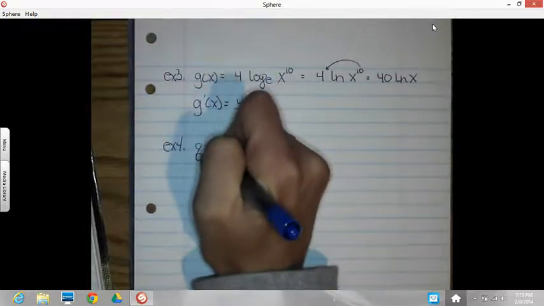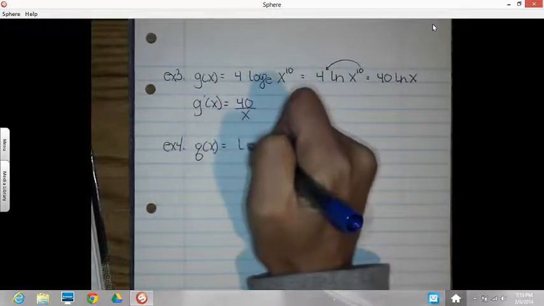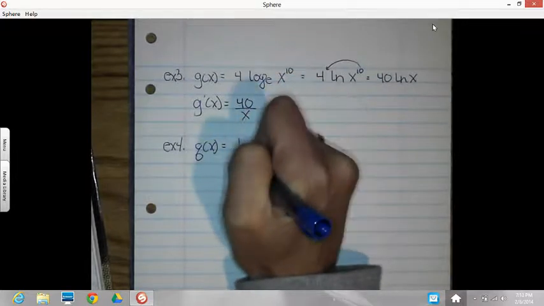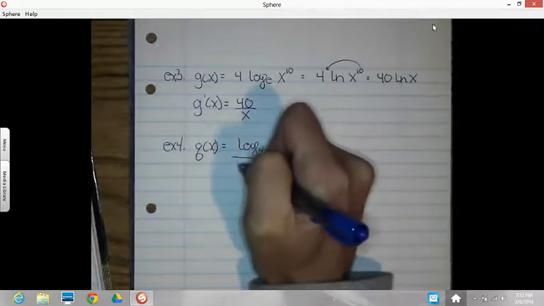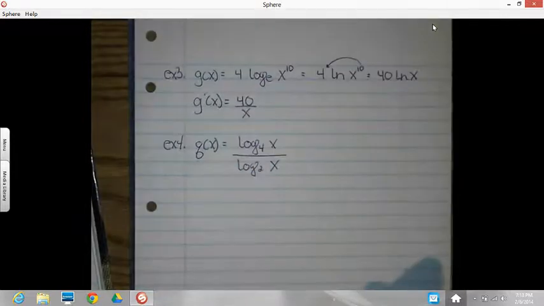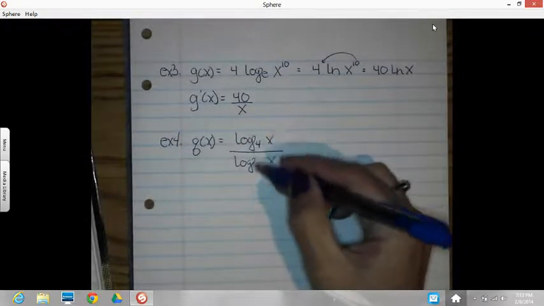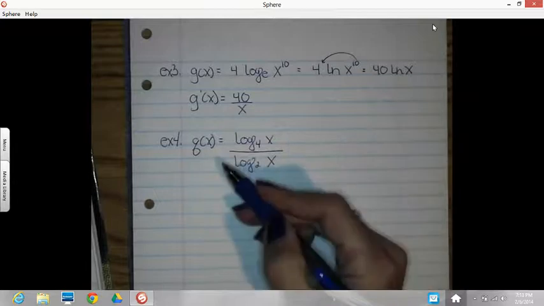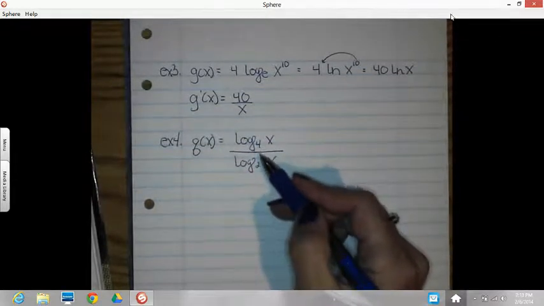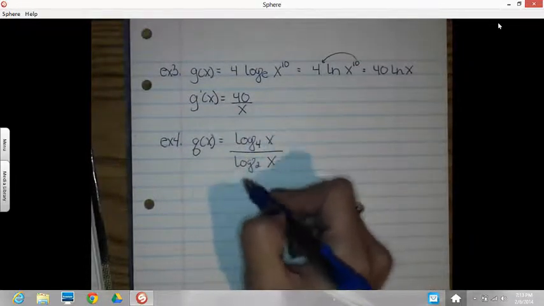Let's see, q of x equals log base 4 of x divided by log base 2 of x. Okay, I don't have a property that lets me simplify 2 logs divided. That's not on your sheet anywhere. So, and I can't jump into derivative yet because I've got logs of base 4 and base 2. I need the natural log function.